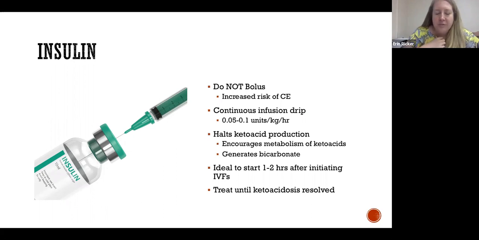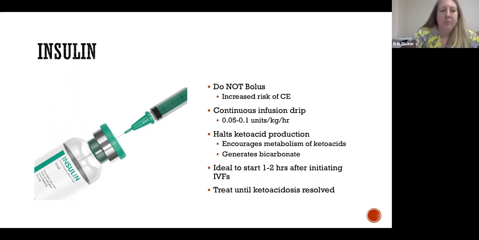This can be best achieved with placing the patient on a continuous insulin infusion drip. Usually we'll start this at 0.1 units per kg an hour. Sometimes we'll start at 0.05. That tends to depend on user preference and sometimes depending on how sick the kid is and how worried you are about them dropping their blood sugar too quickly.